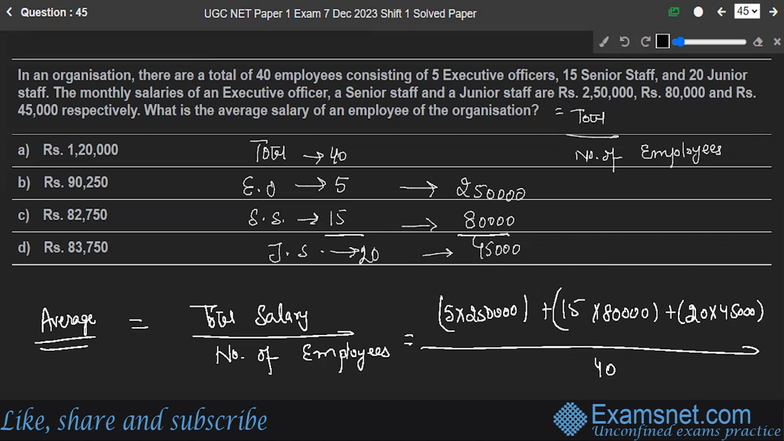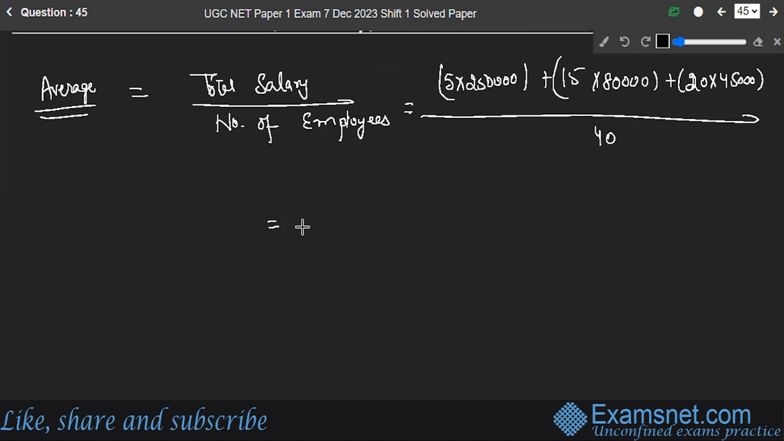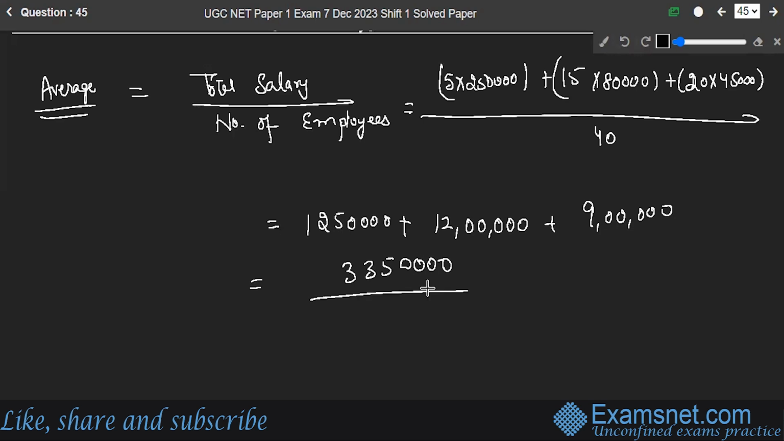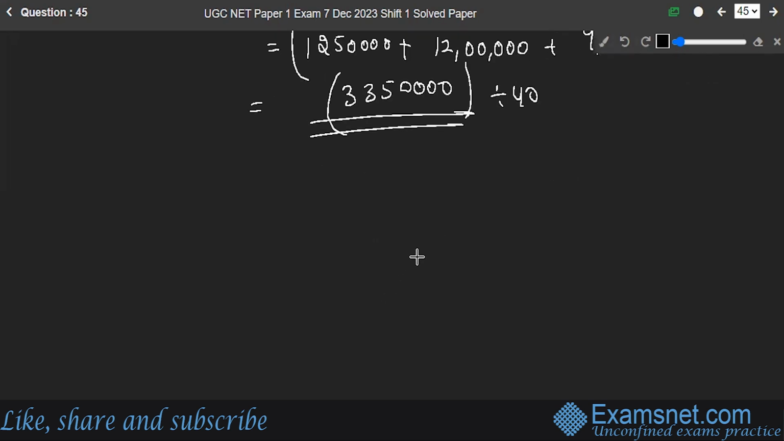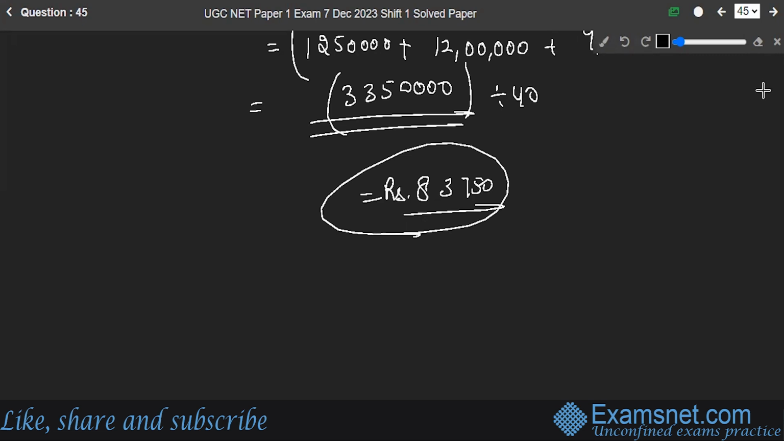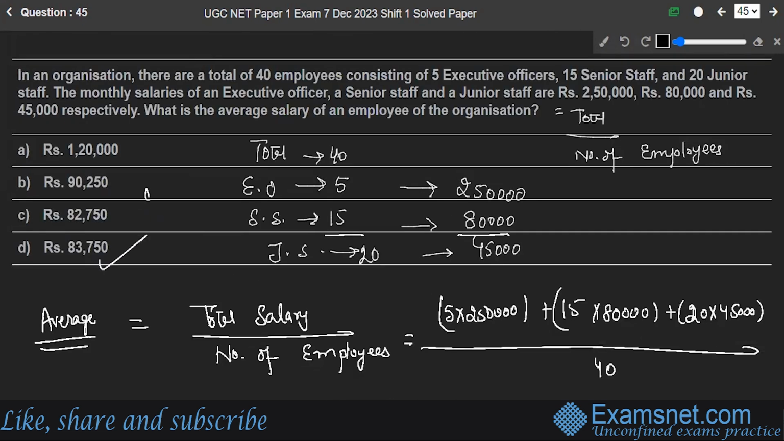Correct. And this will give me, on solving, 12,50,000. And this is 12 lakh and 9 lakh. That gives you a total of 33,50,000. This is the total salary. Okay, I have to find out the average, so that is divided by 40. After the division you will get the answer as 83,750 rupees. So 83,750 is option D. Hope you understood that.